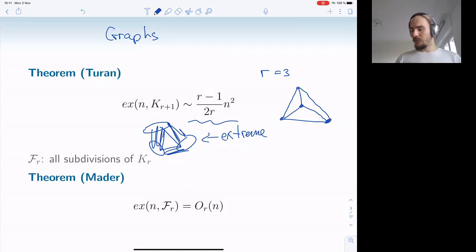And formally, this is the extremal number of n comma F_r, where F_r is the family of all subdivisions of K_r. So what are the subdivisions of K_r? This is kind of an example that's supposed to help you with the homeomorphism notion from the previous slide.